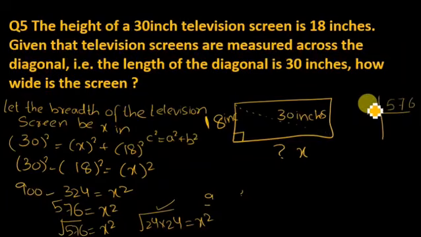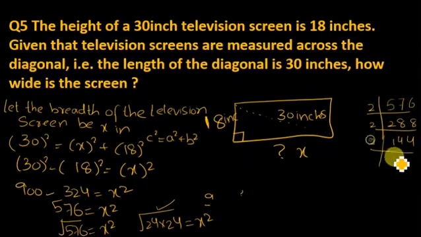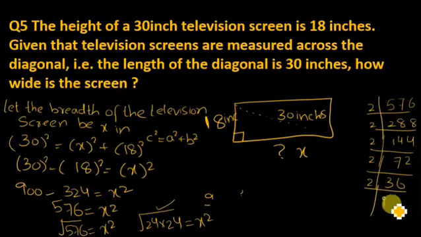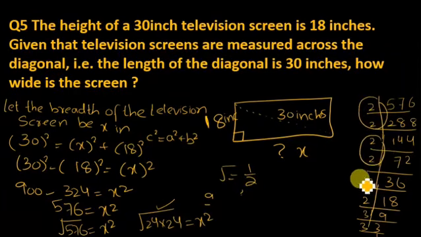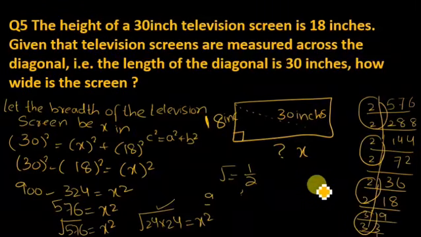You just solve 576 using the LCM method. 2 2s are 4, 2 8s are 16, 2 1s are 2, 2 4s are 8. Next again, 2 7s are 14, 2 2s are 4. Next again, 2 3s are 6, 2 6s are 12. Next again, 2 9s are 18, 3 3s are 9 and 3 1s are 3. To find the square root, make pairs, like this pair, this pair, this pair, and also this pair. 2 multiply 2 multiply 2 multiply 3. 2 2s are 4, 4 2s are 8, and 8 3s are 24.